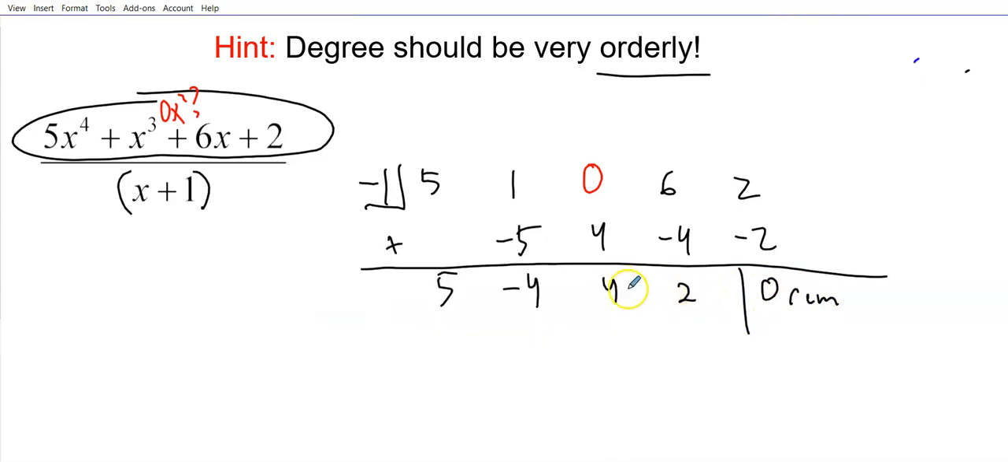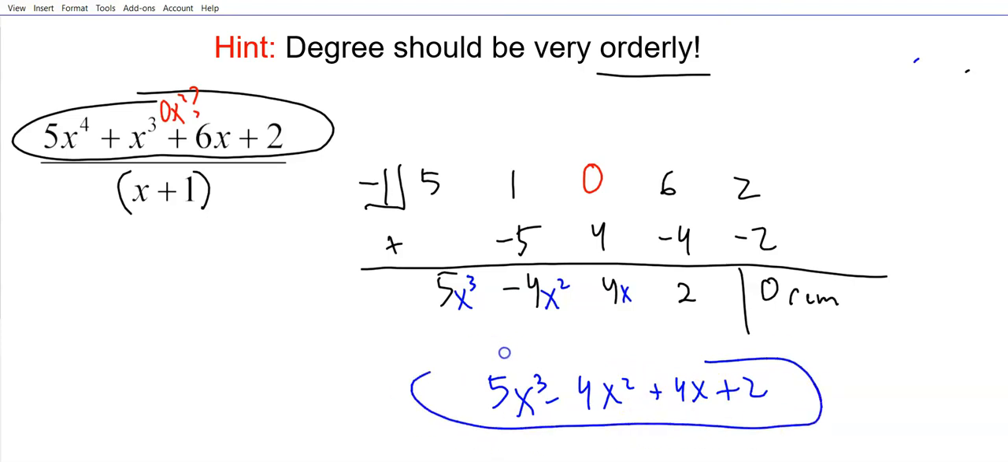And so this is going to be the constant. This is the x term. This is the x squared term. This is the x to the 3rd term. So my answer would be, my quotient is 5x cubed minus 4x squared plus 4x plus 2. And that is a factor, along with this is a factor. If we multiplied those, we would get that result over there.